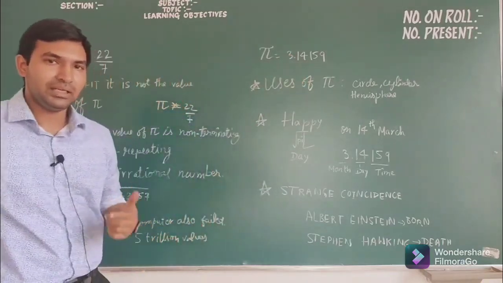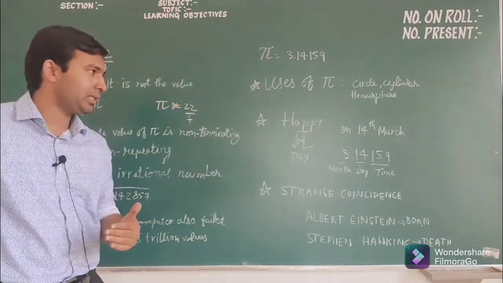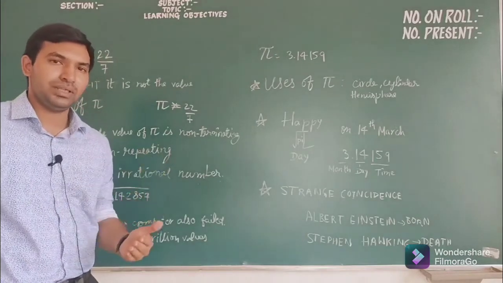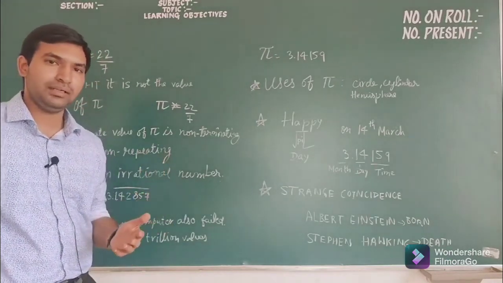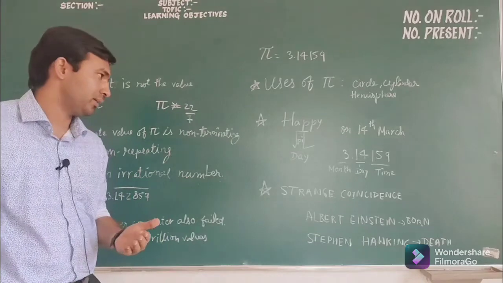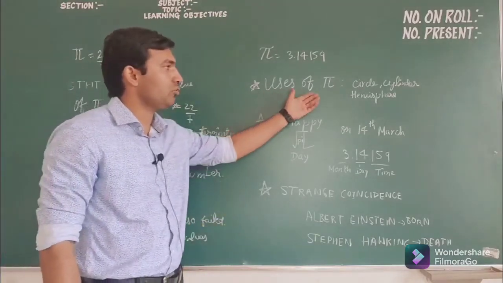So what it means is, till now whatever area we have been calculating of, let's say, a cylinder or circle, right, that was incorrect.